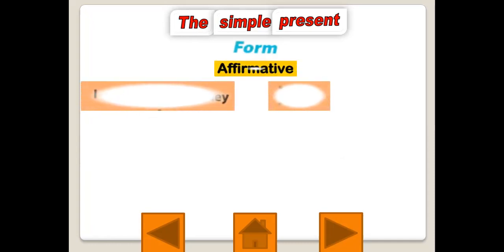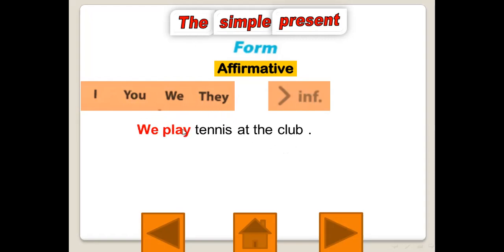In the affirmative, we use the root of the verb, or the base verb. I mean the infinitive without adding any letters when the subject pronoun is I, you, we, they. So look at this example: we play tennis at the club. Here the subject pronoun is we, so we use the verb without adding anything.